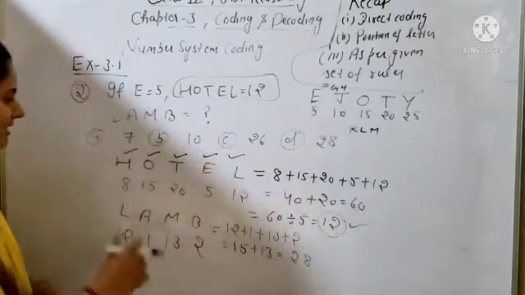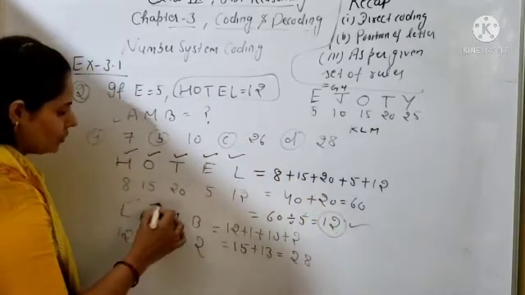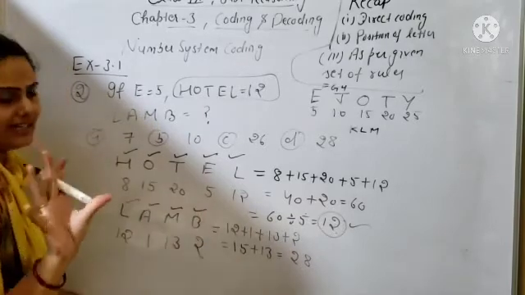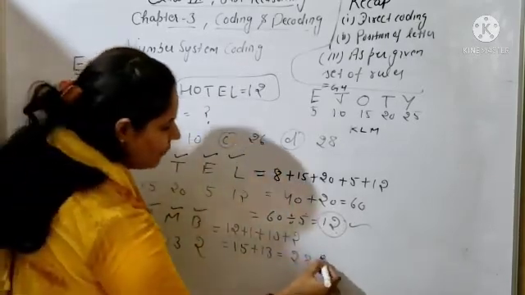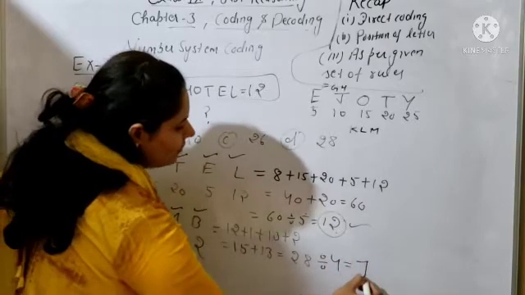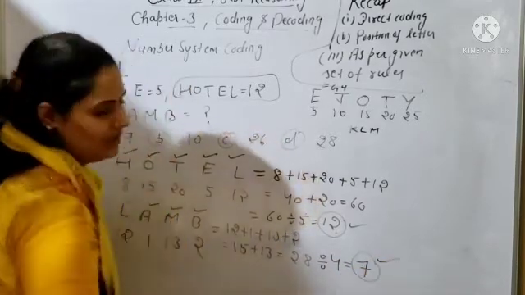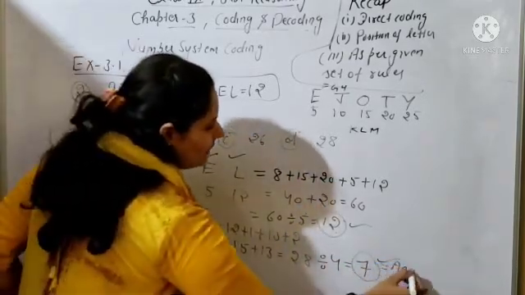Here, how many letters are there in LAMB? 1, 2, 3, 4. 4 letters. So you will divide this sum by 4. So 28 divided by 4 will be 7. So 7 will be your answer.